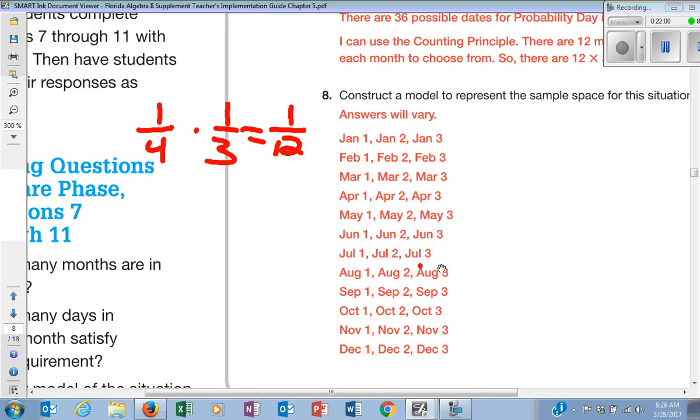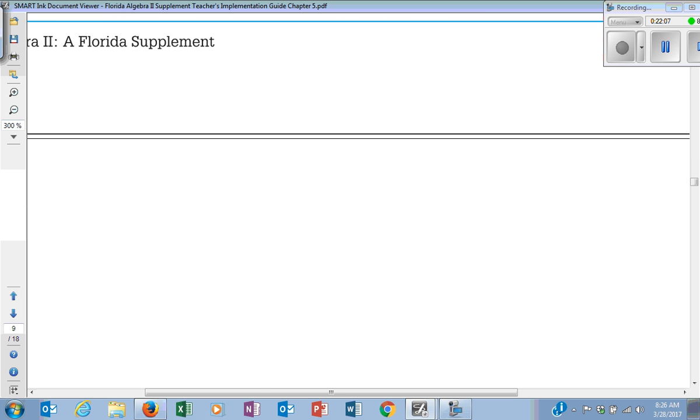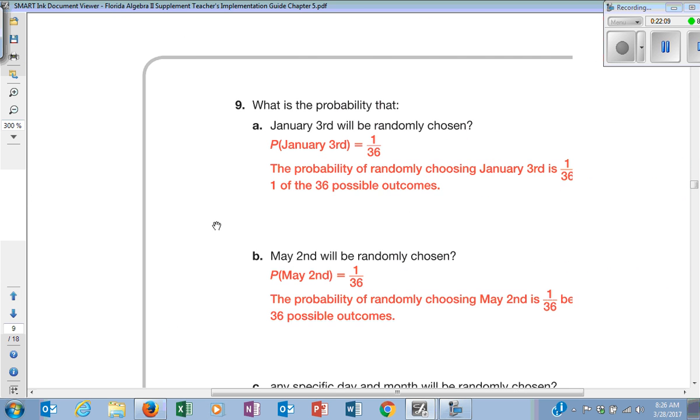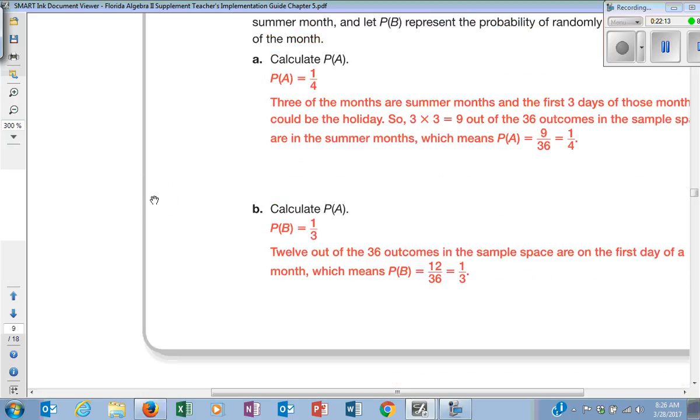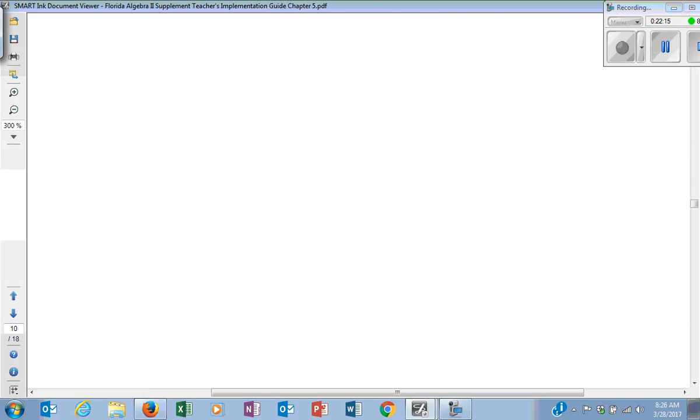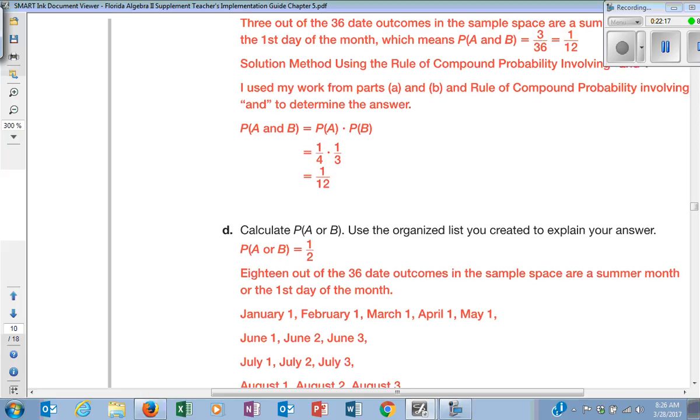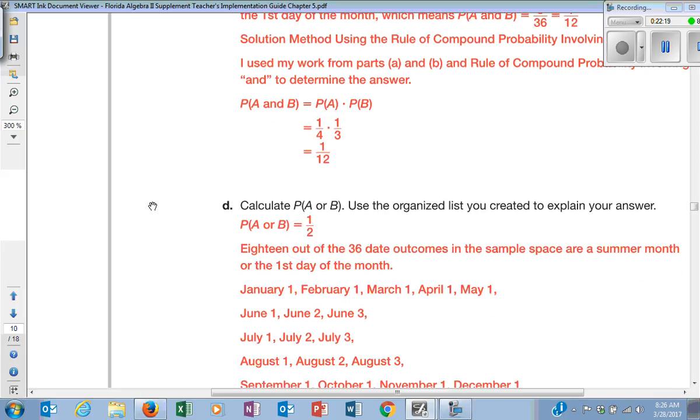So what's the probability of OR happening? What did we learn? What do we got to do for OR? You add the probability of A and B. Do they show that though? No. So let's do it. Probability of A happening is 1/4, plus 1/3, minus 1/12.